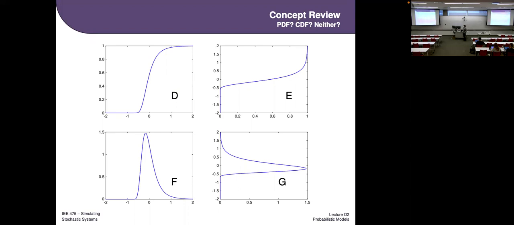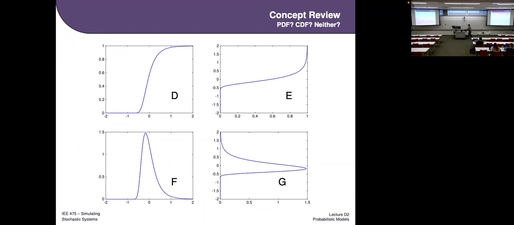Because when I look at D, it goes from 0 to 1. It's non-decreasing. It's always either flat or increasing. And I don't care about what values are on the X axis because these are just outcomes. They could be anything, but I do care what the Y is. So that's the CDF there.